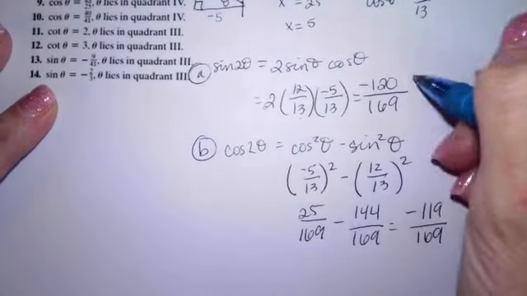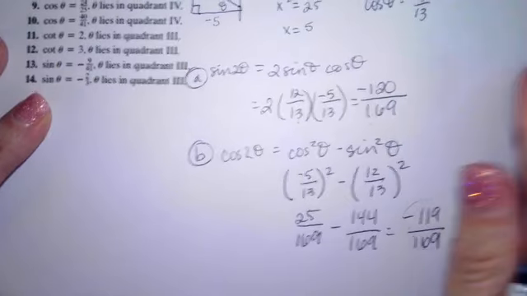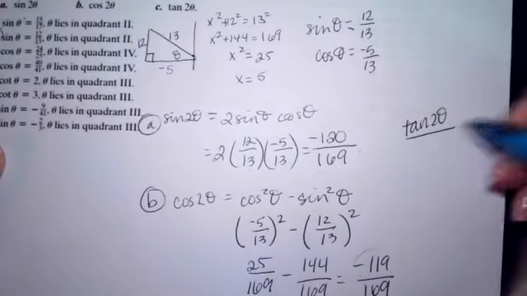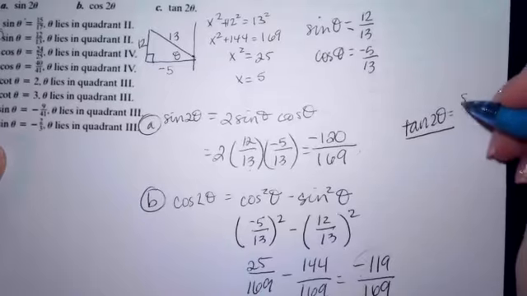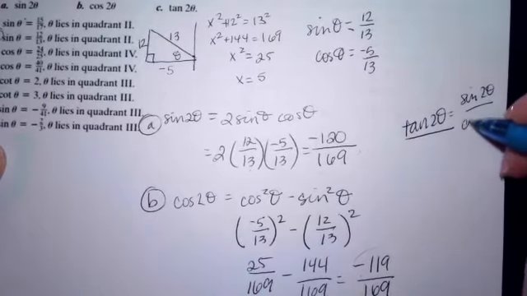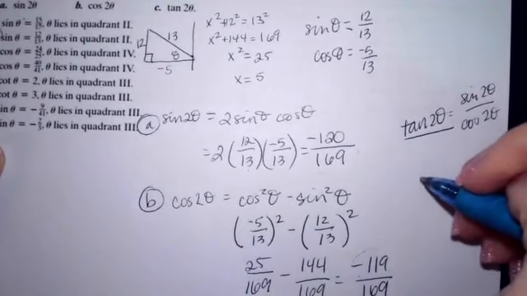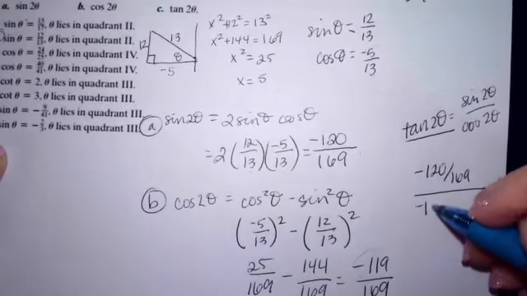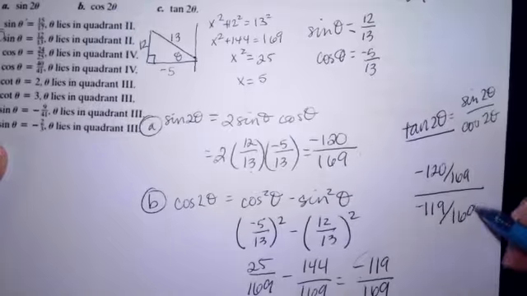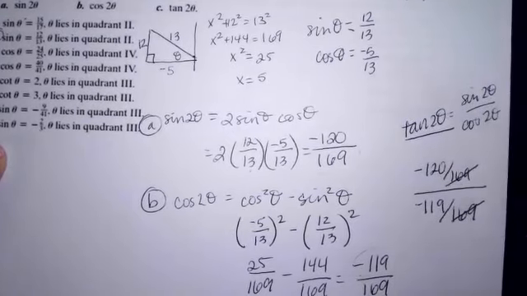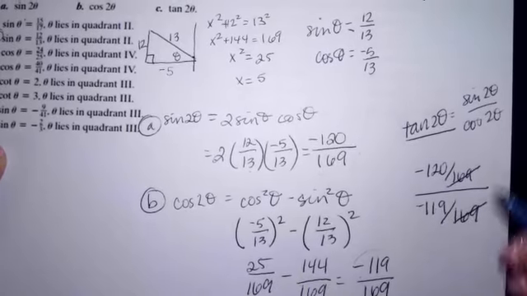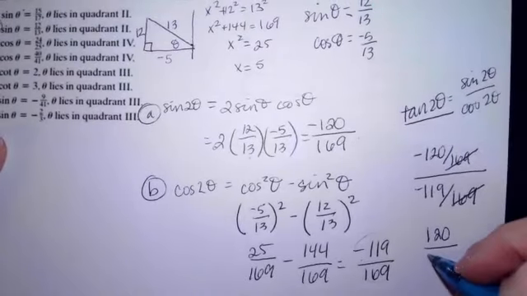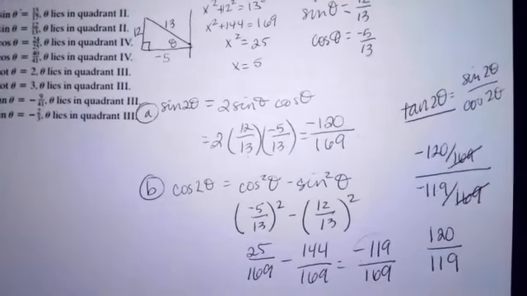So here's the sine, here's the cosine. Remember the tangent double angle, the easiest way to do this one is to do sine of 2 theta over cosine of 2 theta. So that's going to be negative 120 over 169 all over negative 119 over 169. These cancel. And so you have a negative over a negative. And so this is going to give me positive 120 over 119. All right.